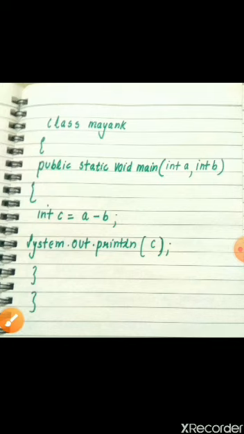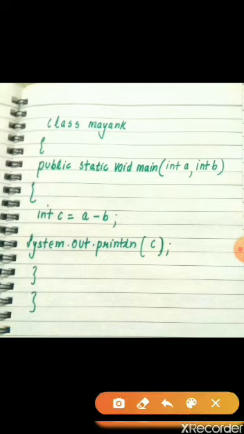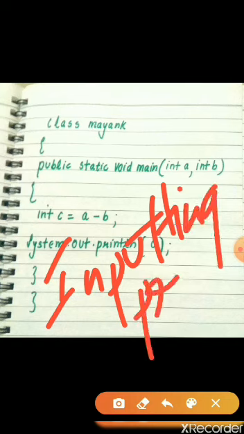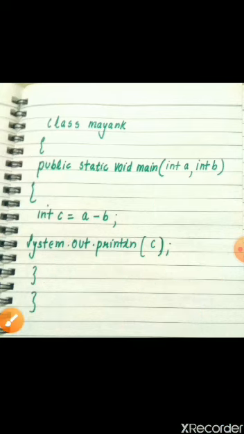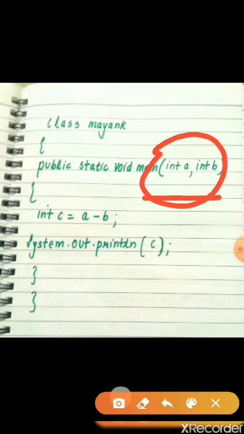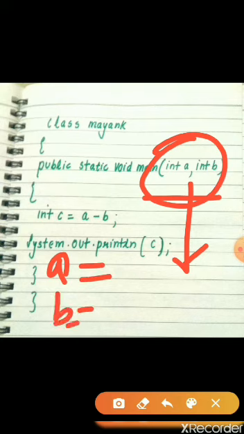So these are the types of programs we are going to study in the first term, and this type of program is called inputting programs in Java. Inputting programs, because here the value is depending on you. You are the user, and according to the value which you give to the computer, the answer is printed on the screen.